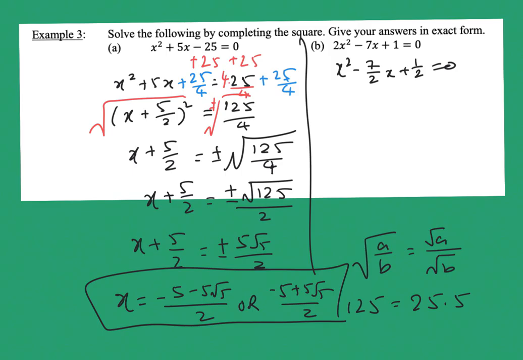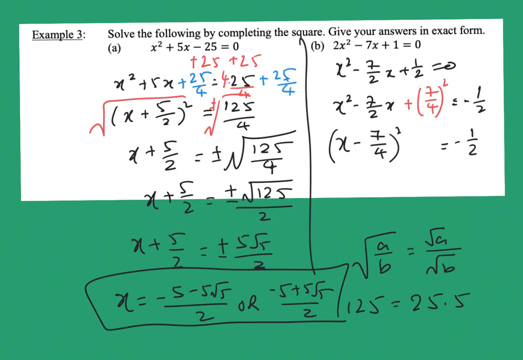We will keep the x squared and the x term on the left hand side and subtract half from both sides. Now to make this a perfect square, don't forget to divide 7 over 2 by 2. So this is 7 over 4 squared. And when we expand this, we get this extra term of 7 over 4 squared. So we need to add 7 over 4 squared to both sides. And this becomes plus 49 over 16.